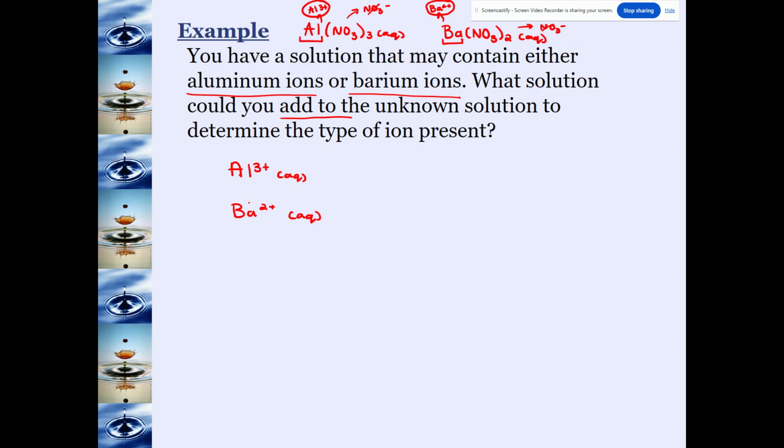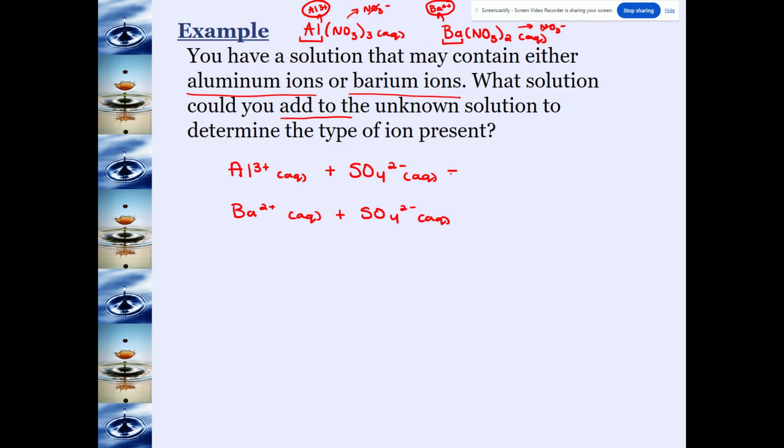Because these are cations, in order to form a precipitate, it would need to form a solid ionic compound. So I need to add an anion that will be solid with one and not the other. So you basically go through your solubility chart process of elimination, and there's a couple of answers you could have here. I could add sulfate ions to this unknown solution, because how these two ions react with sulfate are different.